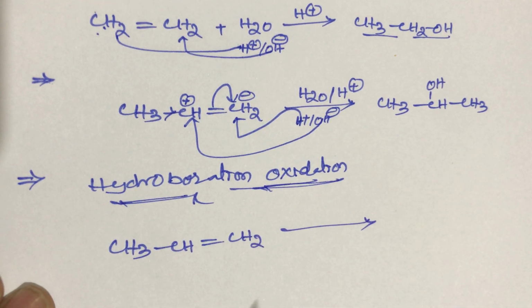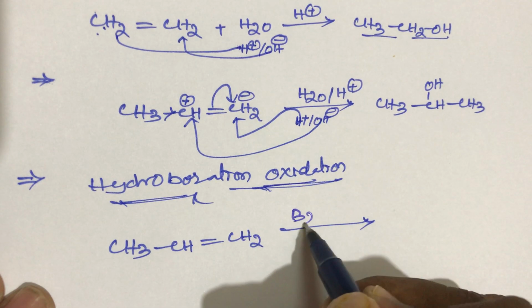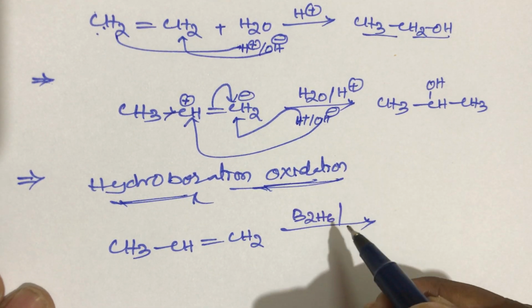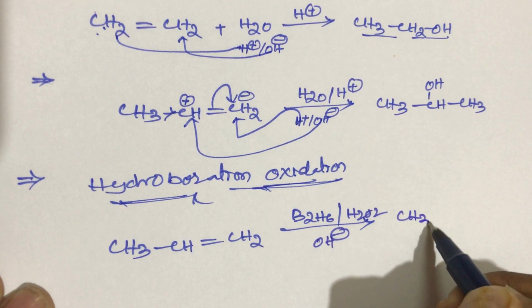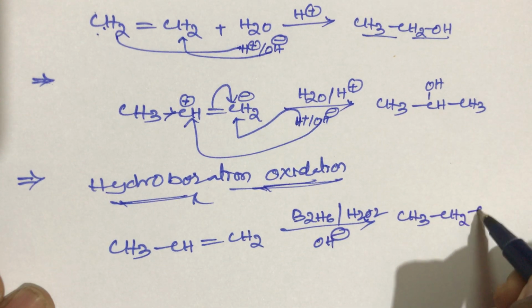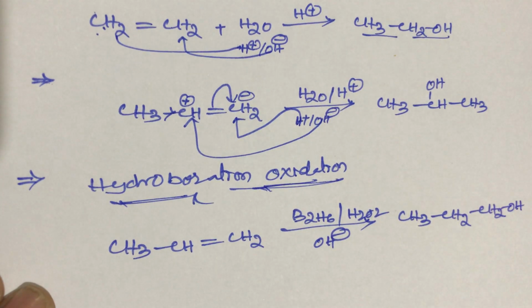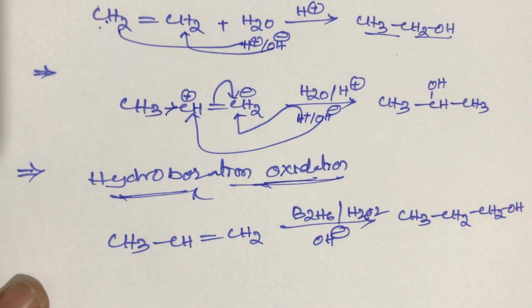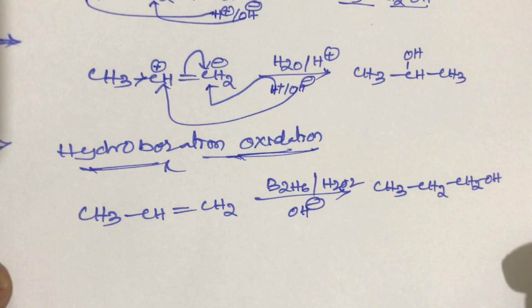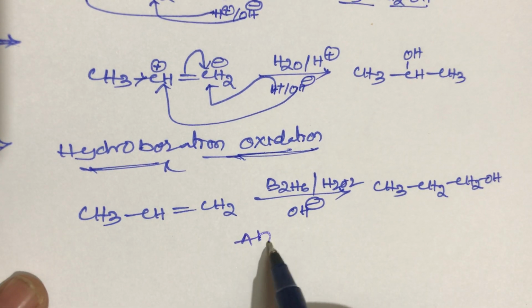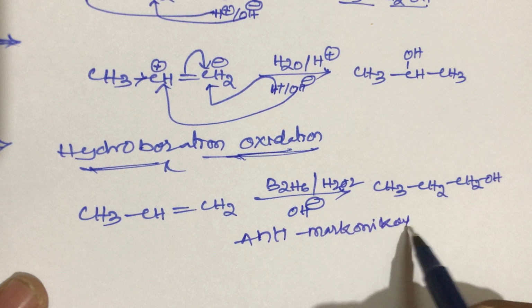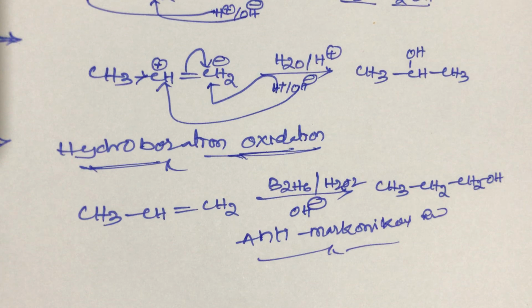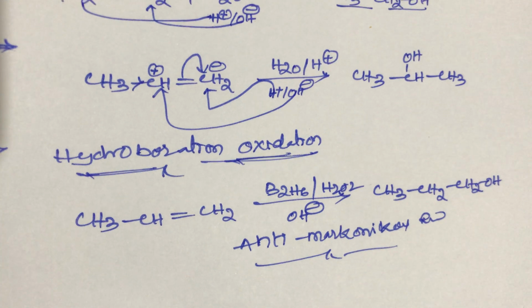in the presence of B2H6, then H2O2 peroxide in basic medium, and we get the product CH3CH2CH2OH. This is also hydroboration, meaning addition of water. Here also, in this reaction, the addition of water follows the anti-Markovnikov rule. So hydroboration oxidation follows the anti-Markovnikov rule. It is also a preparation of alcohol, students.